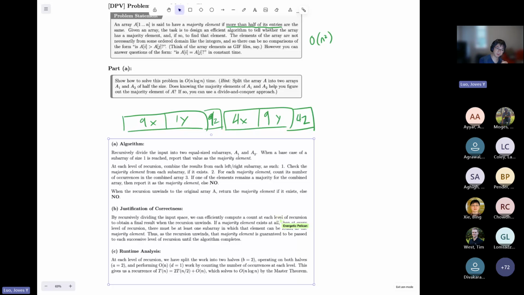Check the majority elements from each subarray if they exist. For each majority element, count its number of occurrences in the combined array. If one of the elements remains a majority of the combined array, then report it as the majority element. Else, no. Now, why is this important? I said we can have at most 2 candidates ever to be a possible majority of the 2 combined subarrays. If we have 3 or 4 candidates, if that is unbounded, this ends up being O of n times the number of possible candidates, because each of them could have an equal share of all your majorities.